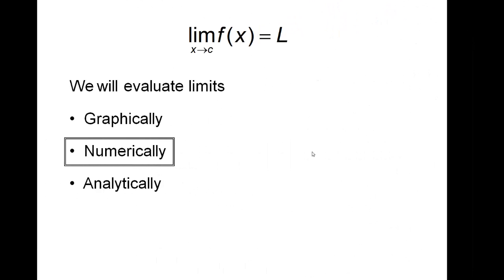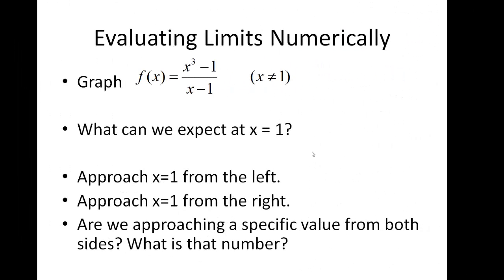Now let's look at evaluating limits numerically. When we evaluate things numerically, we're going to make a table. So let's look at the rational function f of x equals (x cubed minus 1) over (x minus 1). And of course, x can't be 1 because that becomes a point discontinuity. So we're going to approach it from the left numerically, we're going to approach it from the right numerically, and see if we're approaching a specific value. And whatever that number is going to be the limit.